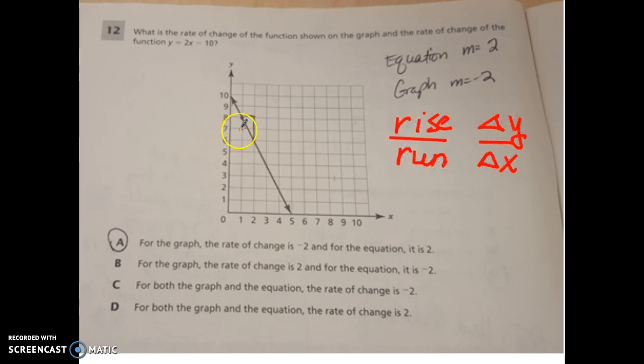See, y'all hear this dog prancing around. All right, so I'm going down, please pay attention to your units. This is going down 2 and to the right 1. So the rate of change is -2 over 1. The rate of change here is 2 because the slope is the coefficient of x. So for the graph, the rate of change is -2, and for the equation, it is 2.